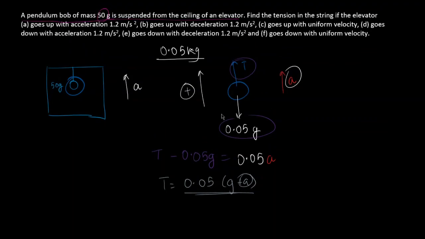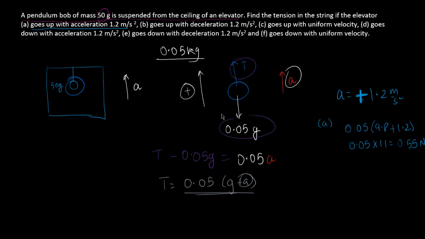So let's just start with the first one. The first one says going up with an acceleration of 1.2 meters per second squared. So A is equal to, not negative, just positive 1.2 meters per second squared. So in the first case, you will have 0.05 times G, which is 9.8, and then A is 1.2. When you add them together, you get 0.05 times 11. That's 0.55. And that's in newtons, since you're taking all in SI units.